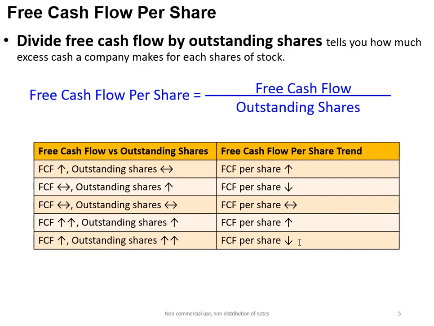As a rule of thumb, as an investor, you want to see this number of free cash flow per share going up, because that will mean the company is able to generate excess cash on a per share basis. If the free cash flow per share is going up, the company can do a lot of things, or they can pay more dividend per share.